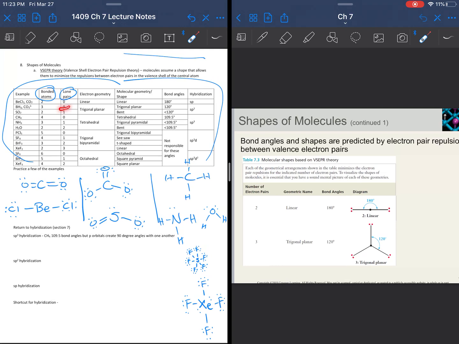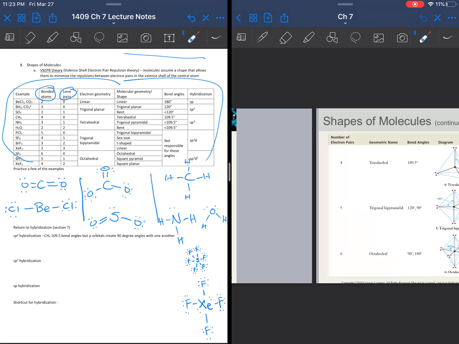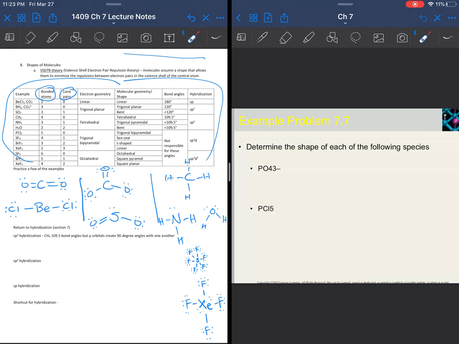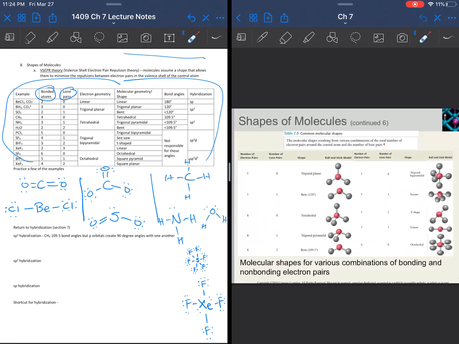It's called trigonal planar. You're going to notice that anytime the lone pair number is 0, the electron geometry and the molecular geometry are the same. So that is what you see here with carbonate. 3 bonds or 3 bonded atoms, no lone pairs. So 3 areas of electron density, spreading out 120 degrees. Now, we'll come back to that slide. Let's go to the molecular geometry page. Here we go.